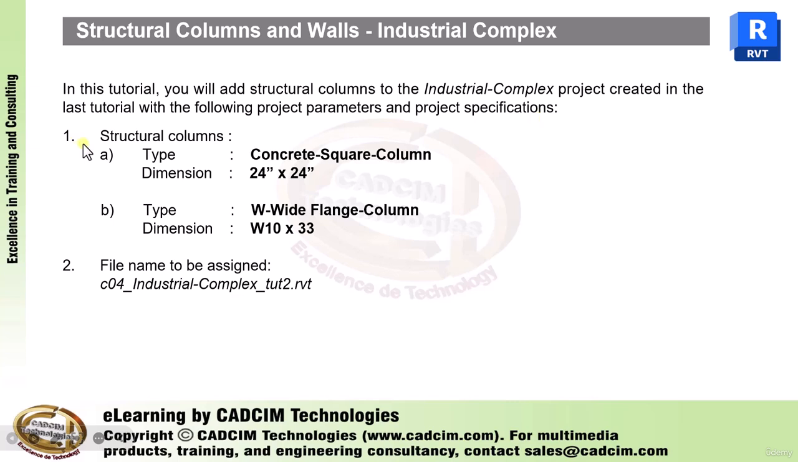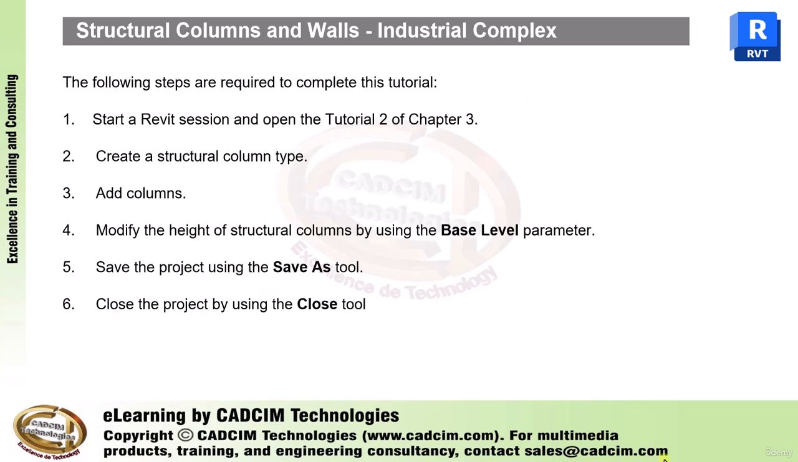The first project parameter is structural columns. In these project parameters, we are going to use a concrete square column type with the dimension 24 inches by 24 inches and another one, W wide flange column type with the dimension W10 by 33. The second and last project parameter is the file name to be assigned to the particular project as C04 Industrial Complex Tute 2. Now, in this tutorial, we are going to follow the steps that are required to complete this tutorial.